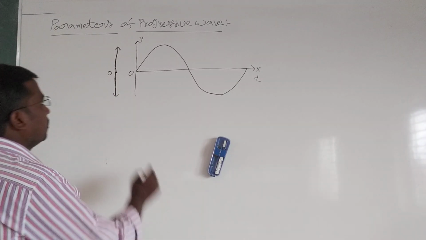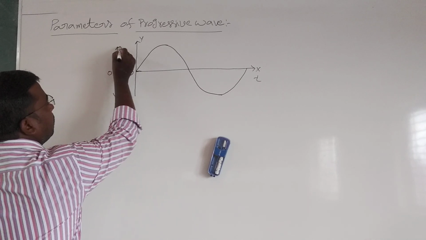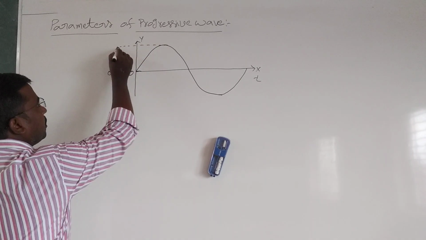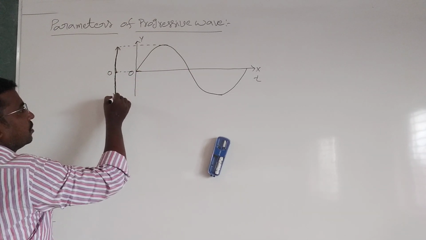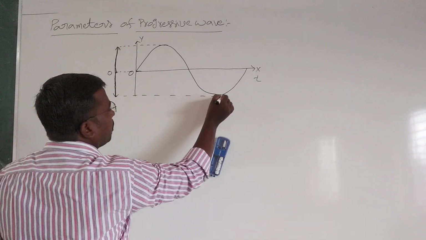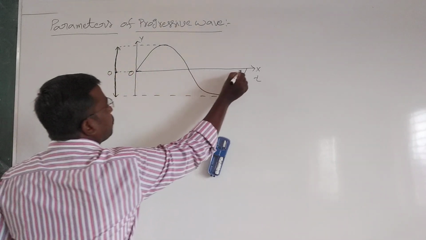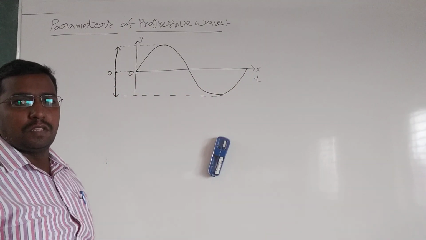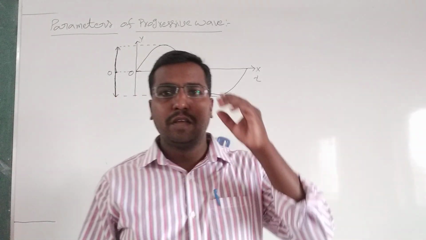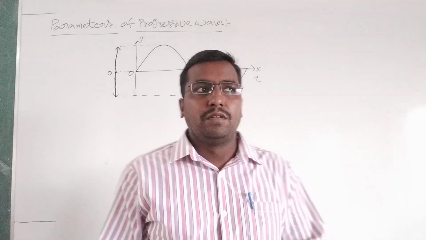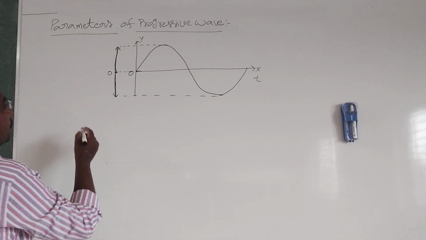So see this, first of all the particle is at the origin. Now the particle moves to maximum displacement, then to the mean position, then again in the downward direction to the maximum position, and finally the particle reaches the mean position. So the particle completes one oscillation. From this we define some parameters of a progressive wave.